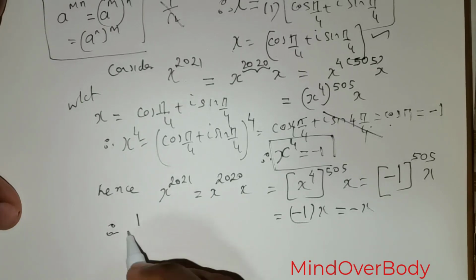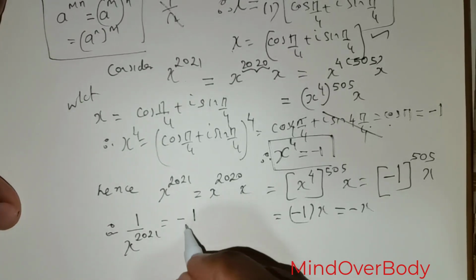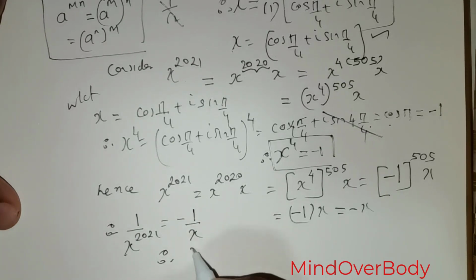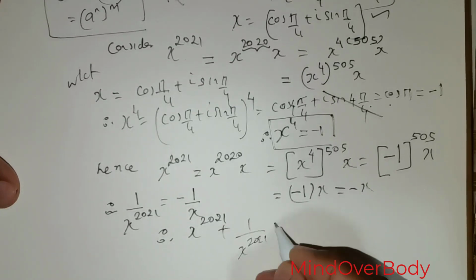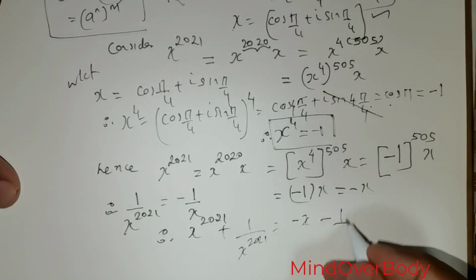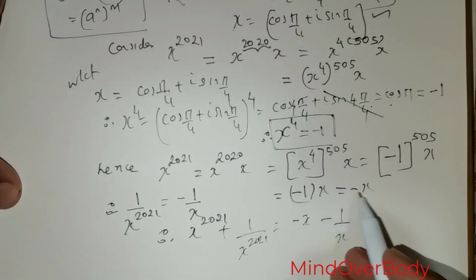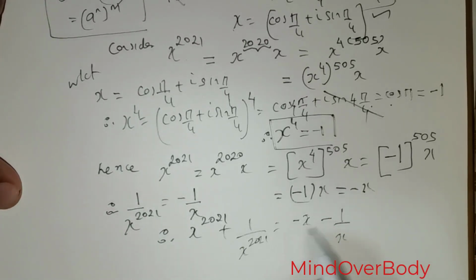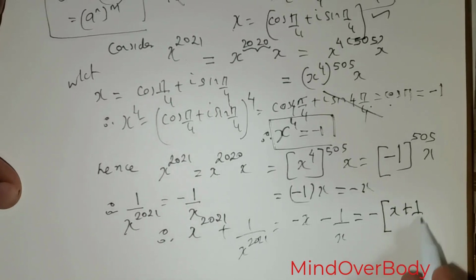So therefore 1 over x raised to the power of 2021 will be equal to negative 1 over x. Now we are supposed to add x raised to the power of 2021 with 1 over x raised to the power of 2021, which is going to be negative x added with negative 1 over x. Of course, because of the negative sign which we have for x, this is going to be the result. If I were to take the negative sign out, this is going to be negative of x plus 1 over x.